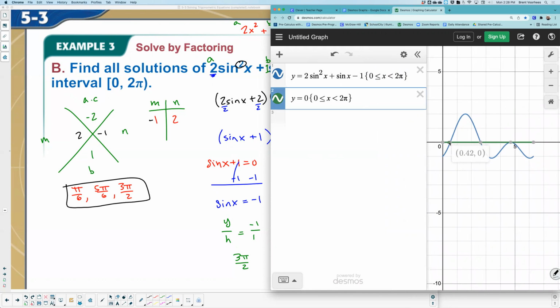And so how many solutions do you see? I see only those 3 solutions right there. Pi over 6, 5 pi over 6, 3 pi over 2. Is that what we got? So all this work we've been doing, you can actually just use your calculator and solve if you wish. For one circle. What's up?